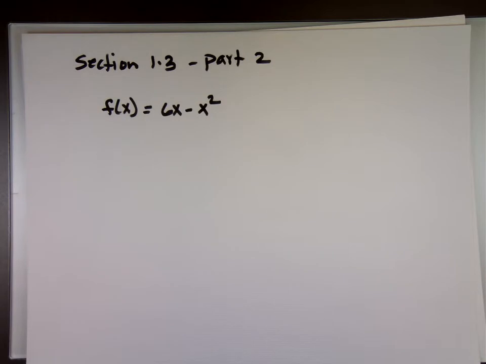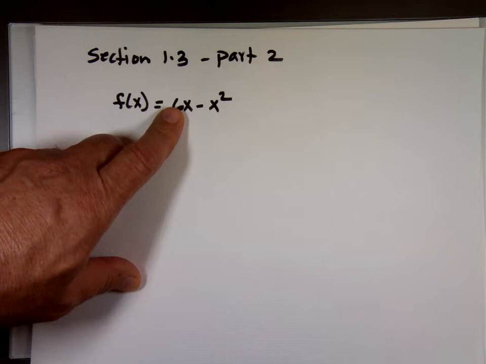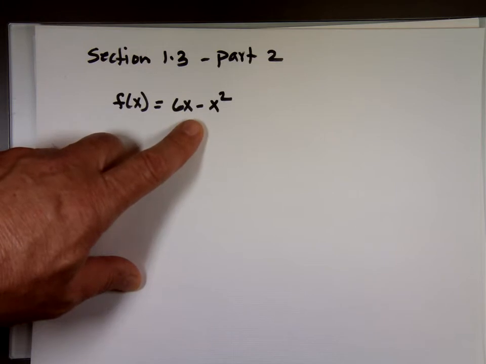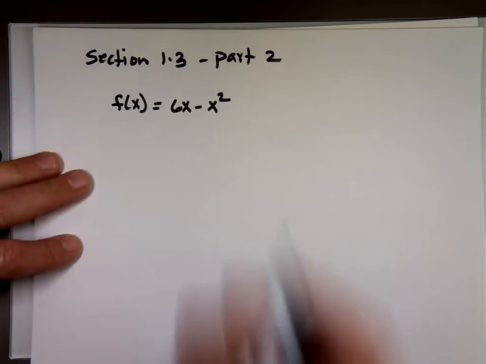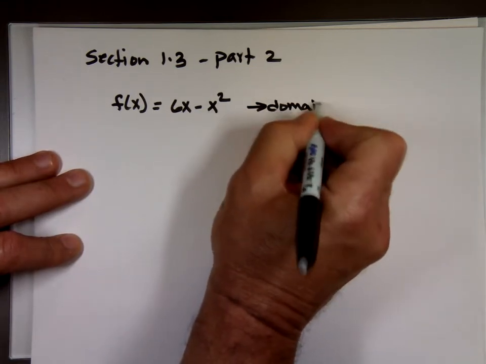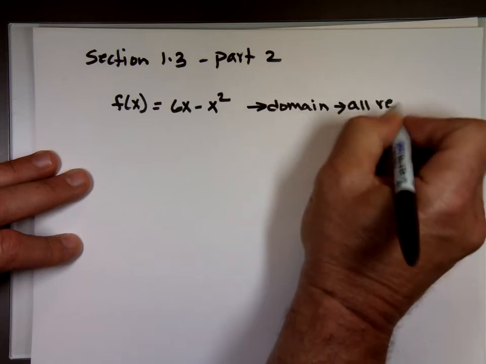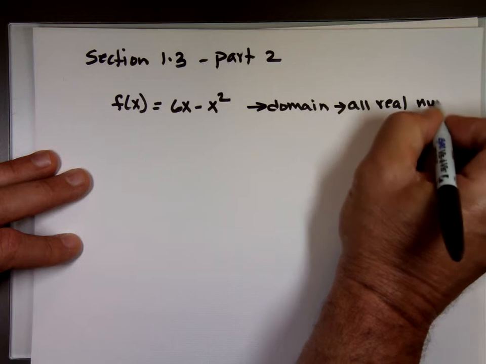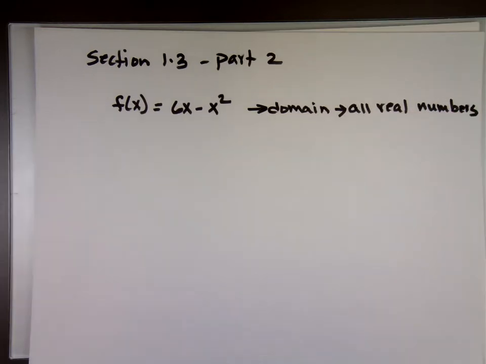When it's equal to 0. 6 times 0? No, when the function's equal to 0. Function can be 0, that's okay. So this will be all real numbers. There's not a value that if you plug it in, you will not have an answer. So for this, the domain will be all real numbers. All of them.